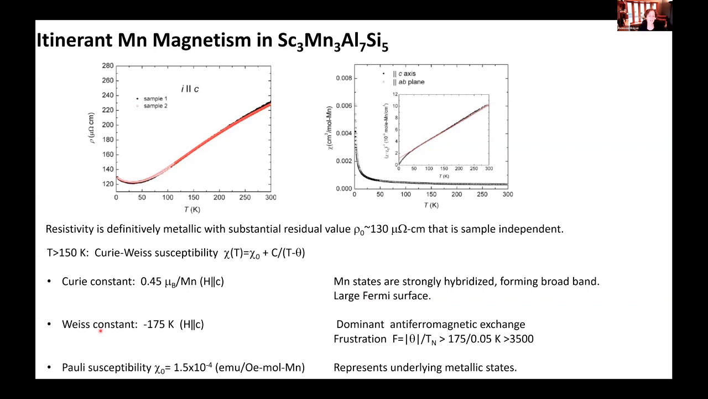Another point to make is that the Weiss constant that comes from the Curie-Weiss susceptibility is quite large. It's 175 Kelvin. It's negative, which means that the correlations, the mean field interactions, are antiferromagnetic, but we don't see any sort of magnetic order in the system down to 50 millikelvin, despite the size of those interactions. And so that is a clear sign of frustration, where magnetic order doesn't occur, even though it could.